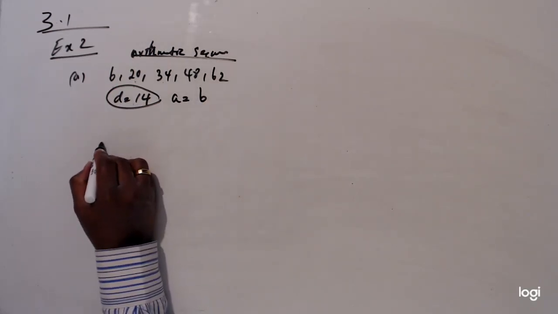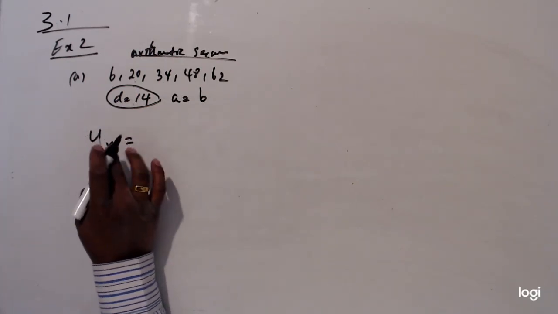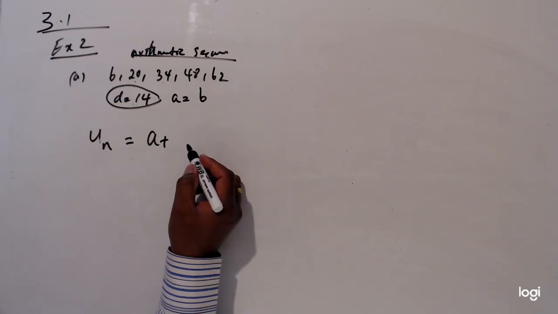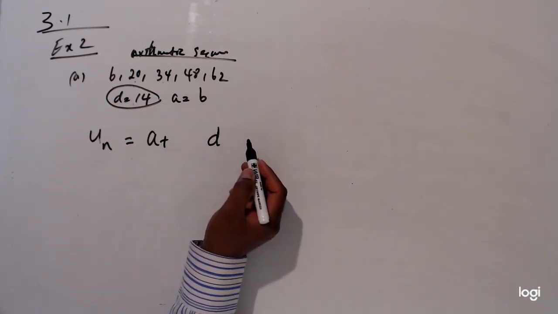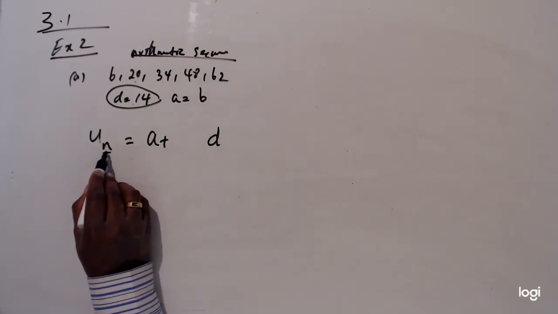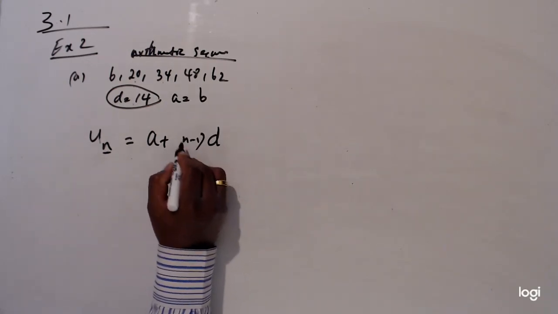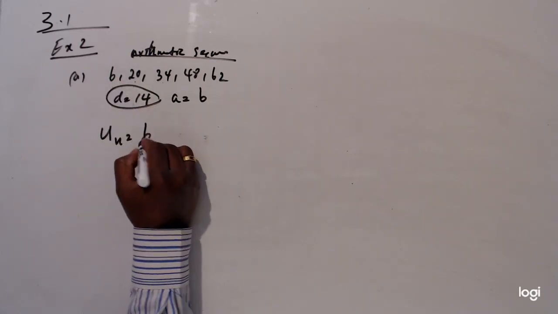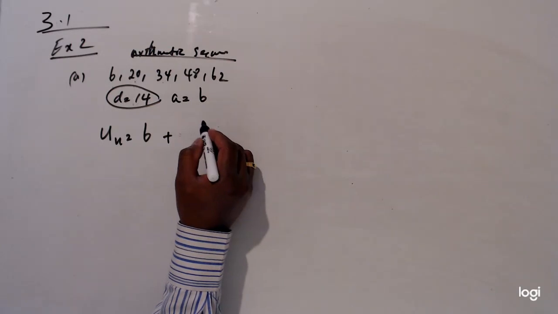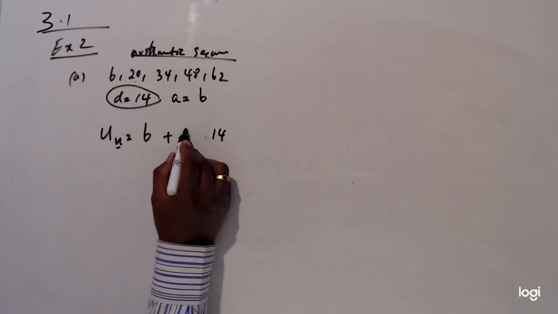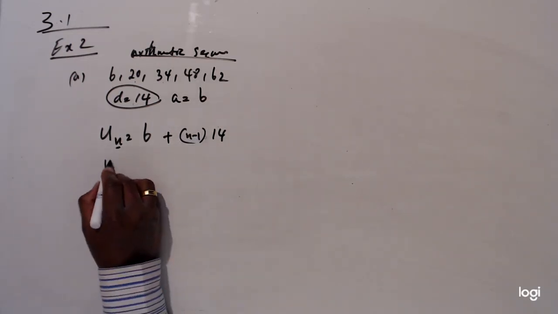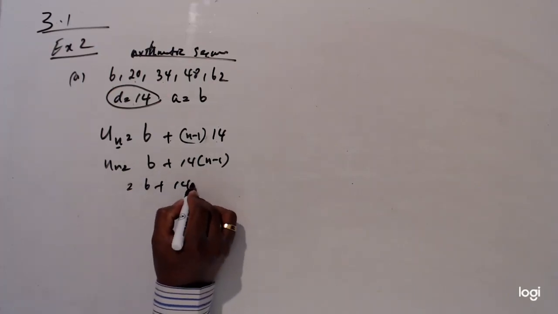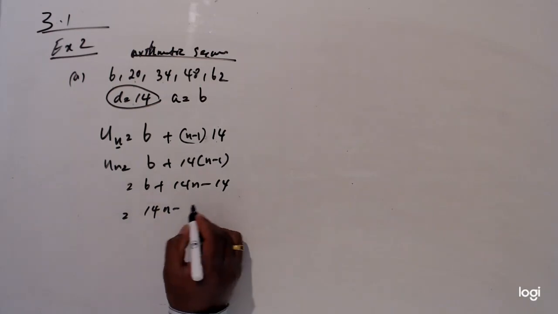Then you can write the nth term is the first term plus the common difference times one number before this term number, that is n minus 1. You want the nth term, the first term is 6 and the common difference is 14, and one number before this term is n minus 1. So un equals 6 plus 14 times n minus 1. I'll bring this one here: 6 plus 14n minus 14. So 14n minus 8.